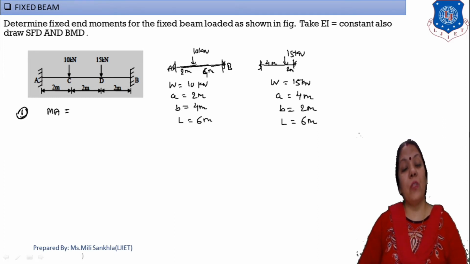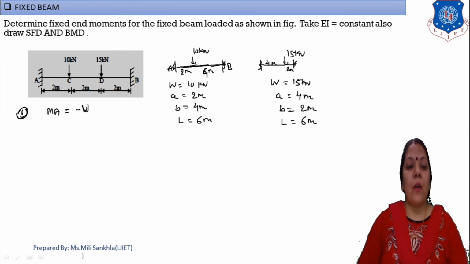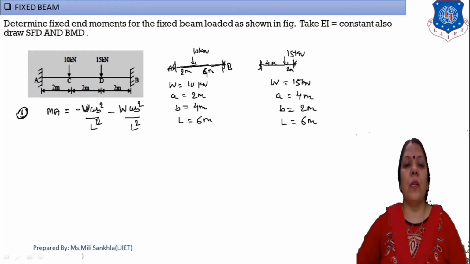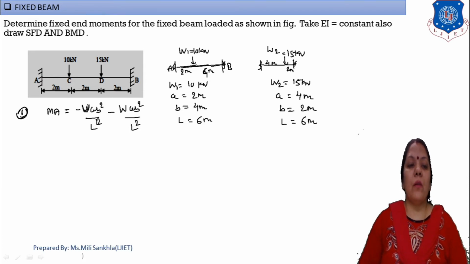Now one by one, first we find the moment at A, that is equal to W a b square by L square minus W a b square by L square. Suppose here I give numbers to the loads, that is W1 and this is our W2. For our calculation this is our W1. There is no need to give notation if you remember, but I am giving this notation for simplicity.